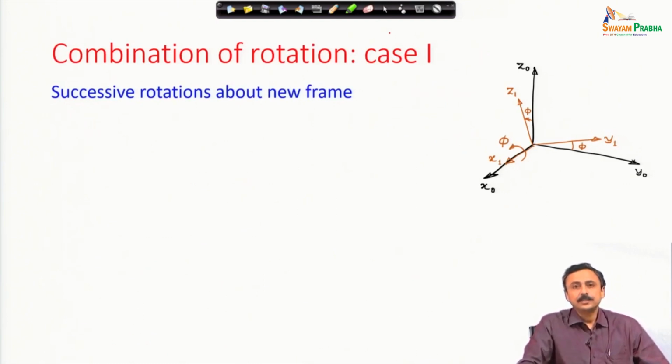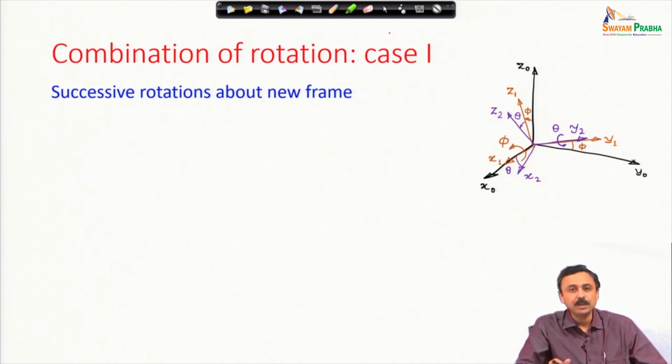Now, let us look at successive rotations, and these successive rotations are always to be given. We will consider this first case when the successive rotations are given about the new frame. For example, initially the brown frame was coincident with the black frame. I gave the first rotation phi about x 0 or x 1, it is the same thing, and I get the brown frame as I have drawn. Now, let us give a second rotation of theta about y 1 or y 2.